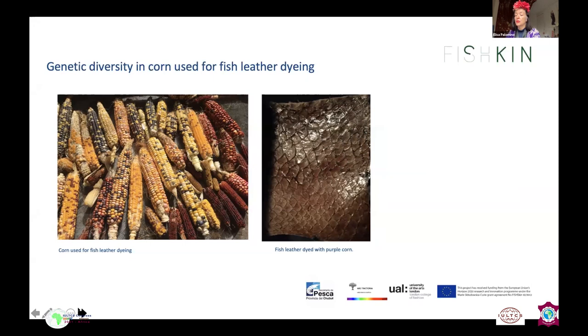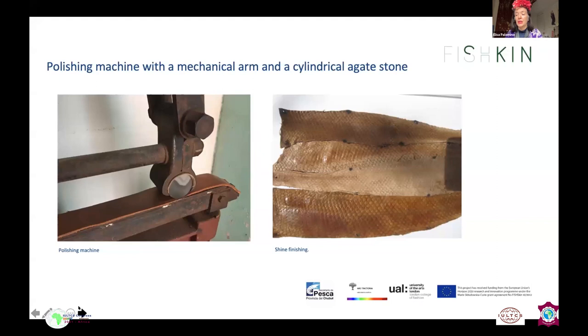Also, another action was the polishing of the skins, and the shine that you can see on the skins in the right-hand side pictures is the result of the friction given using a polishing machine with a mechanical arm and a cylindrical agate stone. If this tool is not available, it can be done by hand with smooth stones or with glass bottles. Salmon has a good response to polishing without the need to apply finishing products such as modified caseins. In this case, no casein or other finishing products were used.